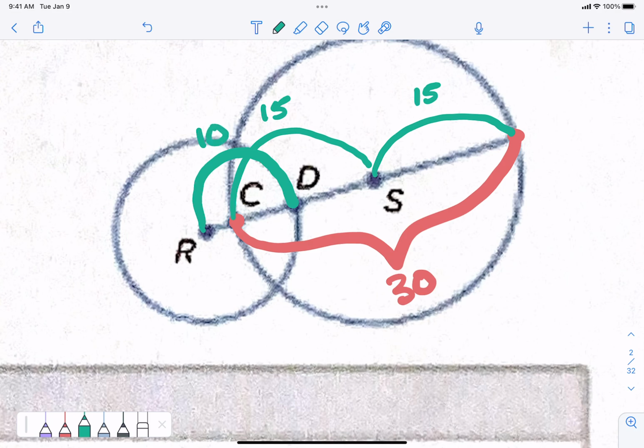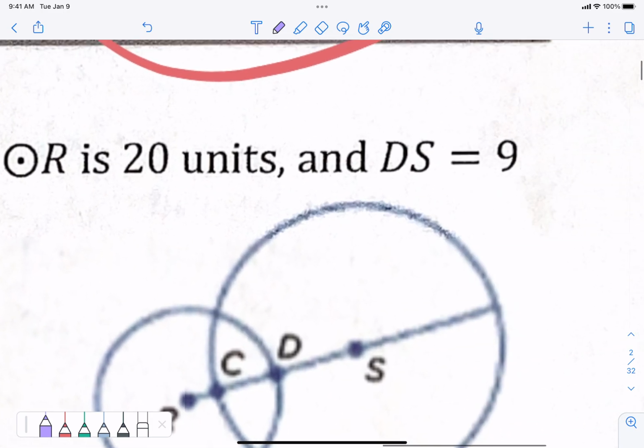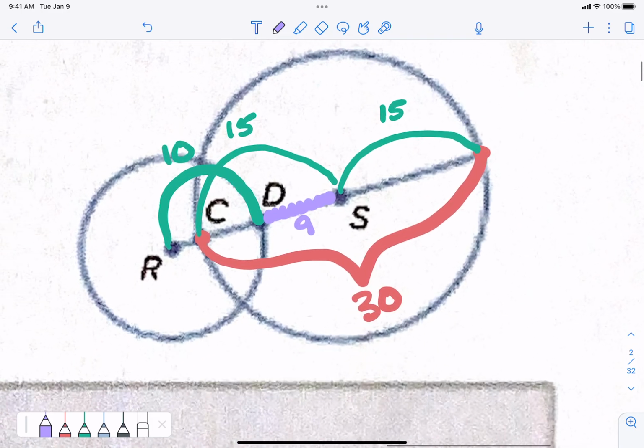They give me that from D to S is 9. DS is 9. And they say find CD, which is this little chunk right here. So you see how messy this gets as you're labeling? So how far is it from C to D? This little chunk right here. This is 9, and then we have all of our other labels.